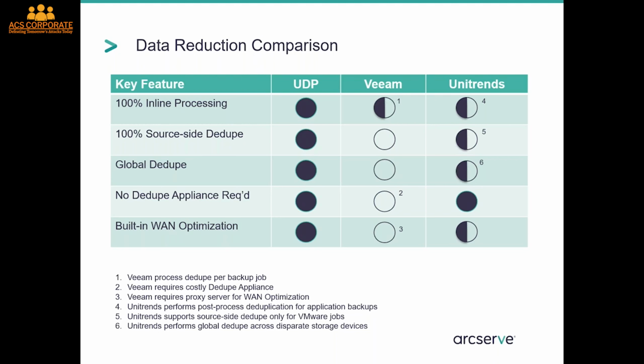Again, both ourselves and Unitrends, we use our own technology. We don't have to use anything else. Veeam often require costly dedupe appliances to get the best dedupe ratios overall. And again, the built-in WAN optimization, the dedupe around the replication, we do it in the most effective way to send data off-site in a very efficient way. Again, Veeam requires a proxy server for WAN optimization, which is another component, which is a chargeable component in their environment.